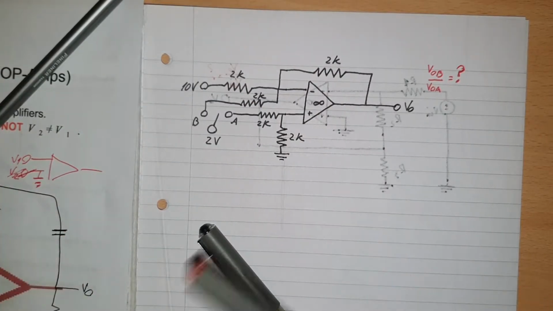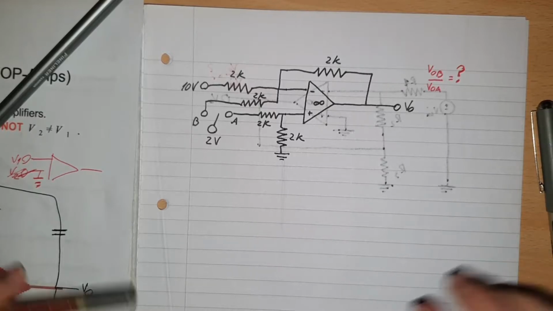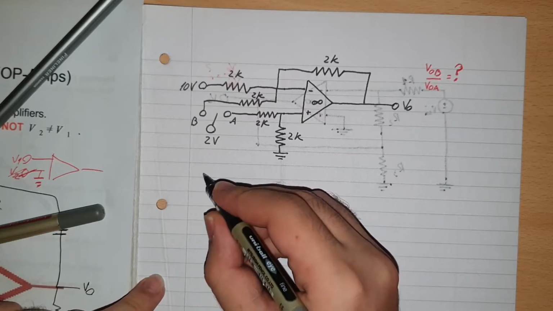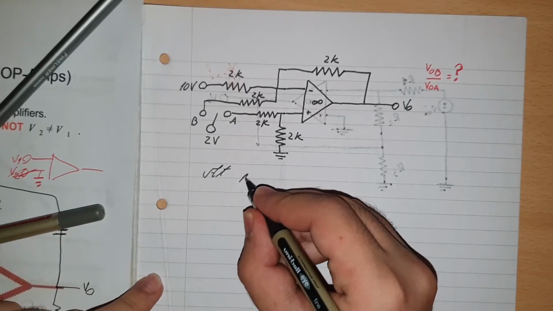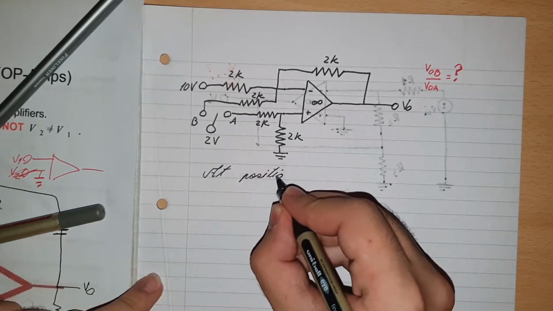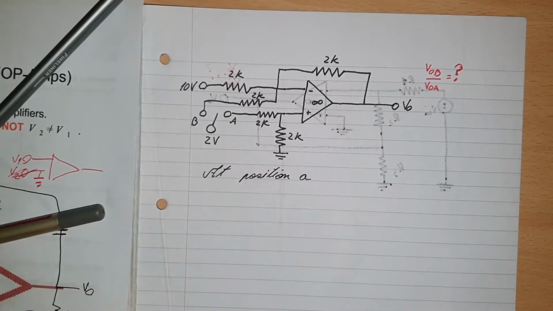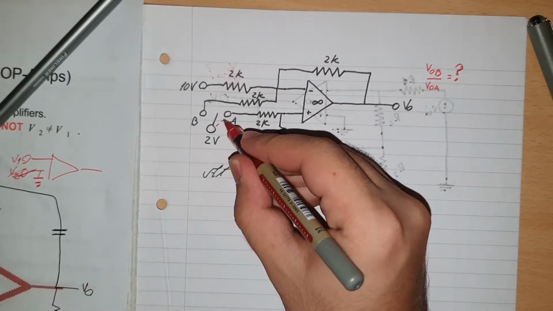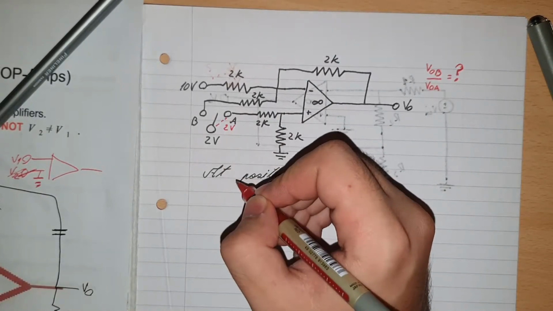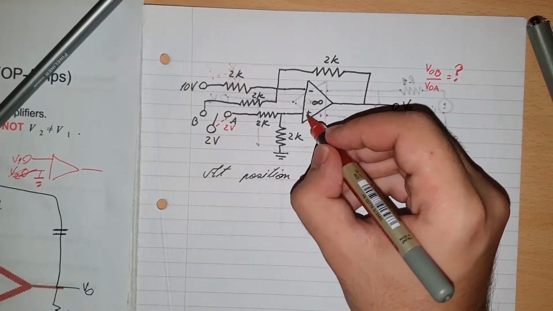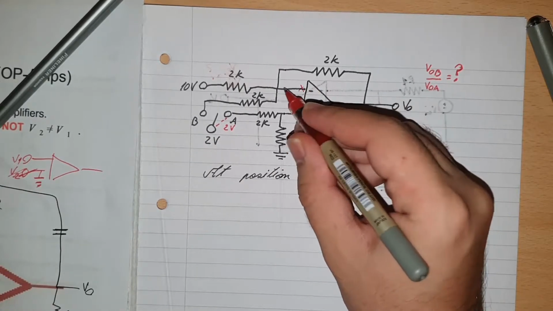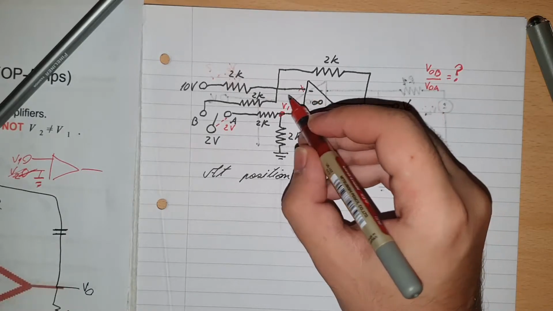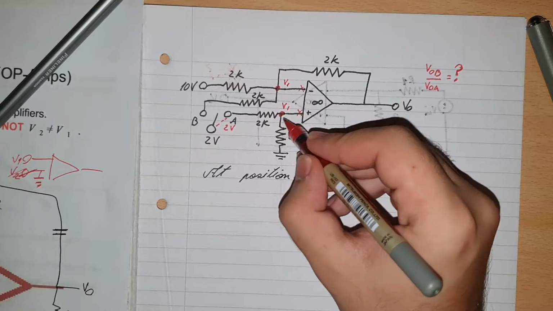Alright, so let's start with the first one. Let's start with position A, and let's use the red one for position A. So let's say the switch is in position A. That means that A will be equal to 2 volts, and there's no current going through these 2 points, as you know, and this one would be V1, and the minus will be equal to the same number that V1 is equal to.